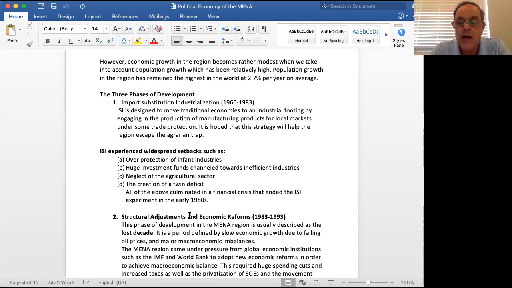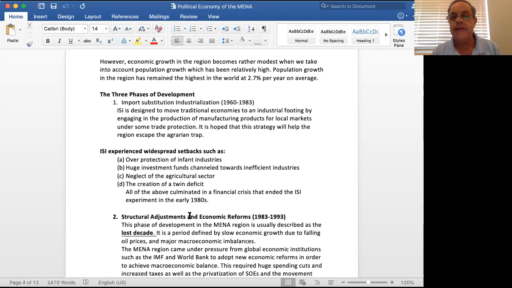And major macroeconomic imbalances. Now remember, a lot of these countries, as they came out of the ISI, found themselves deeply ingrained, if you will, in these macroeconomic imbalances. Part of those are unemployment, high rates of unemployment, high rates of inflation, budget deficits, and trade deficits. All of these things are known as macroeconomic imbalances.